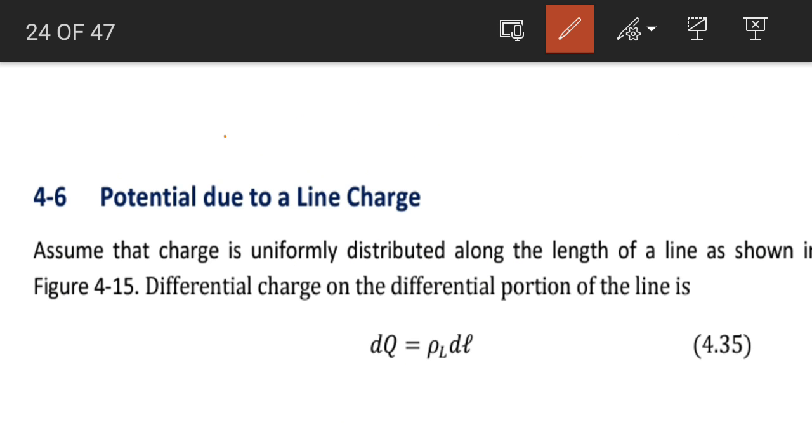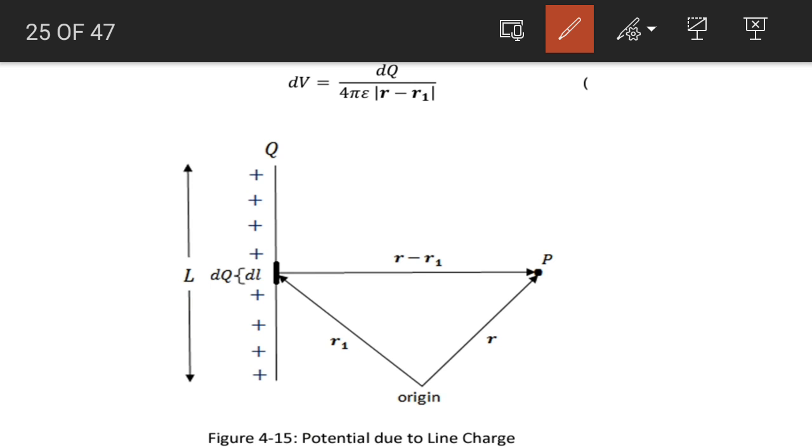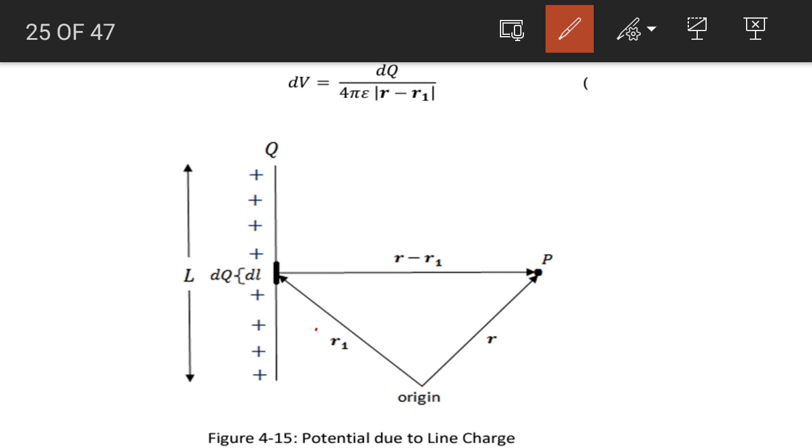Potential due to a line charge. So we consider a line charge over here. The magnitude of the charge on this line is Q Coulomb, and the length of this line is L meter. We consider a very small portion of the line. The length of the small portion is dl, and the magnitude of the charge on the small portion is dq. The position vector of the small portion of the source is r1, and the position vector of the point under observation is represented by r, and you see r minus r1 is the distance vector which is extending from the small portion of the source to the point under observation.